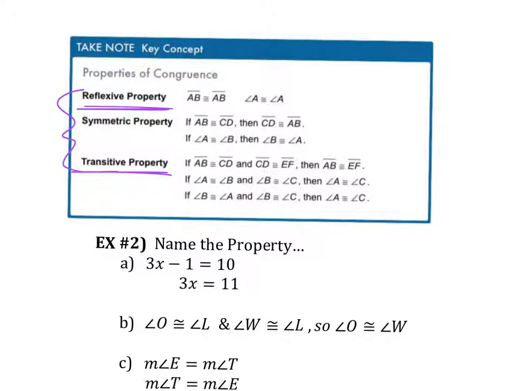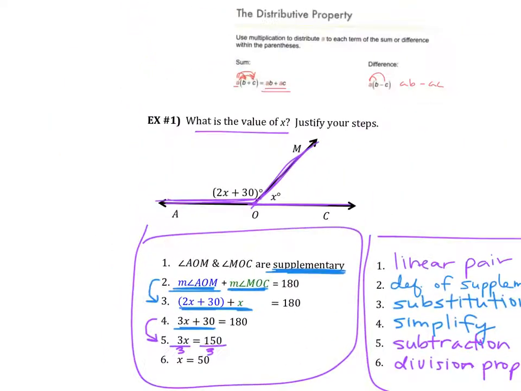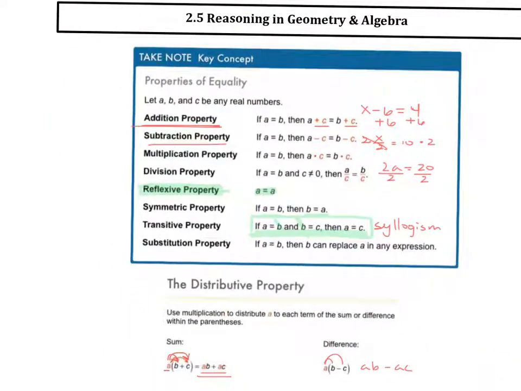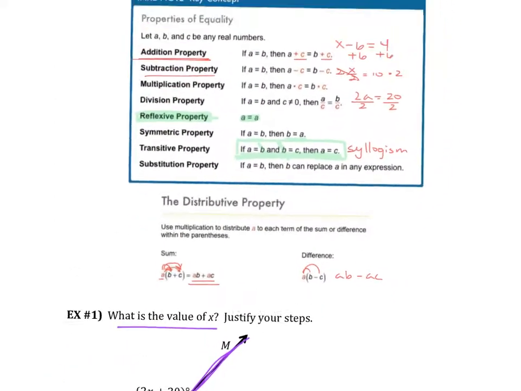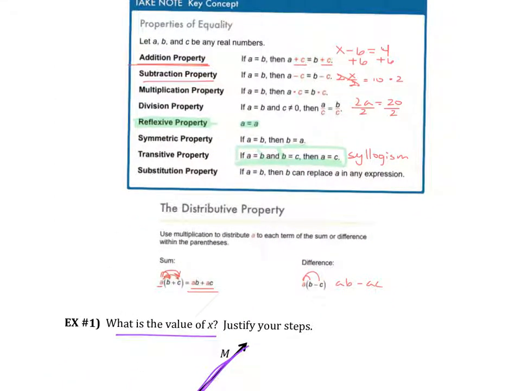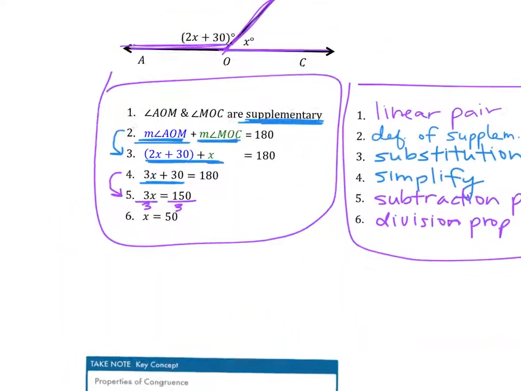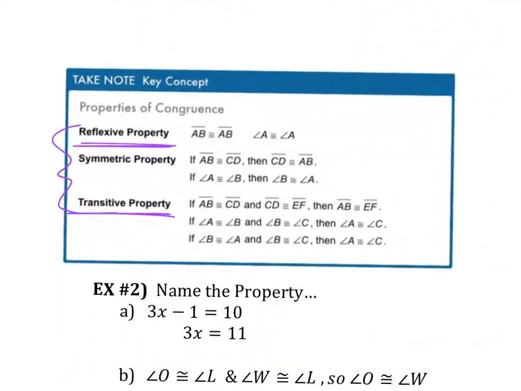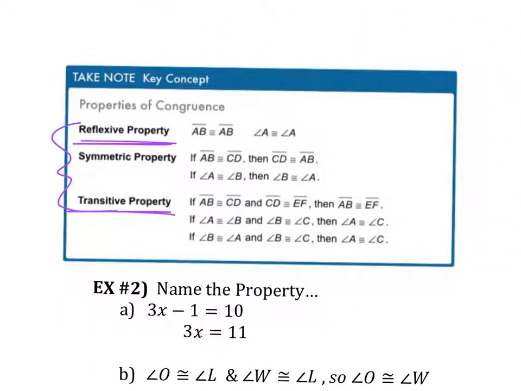So those properties are nothing new. It's just like the properties of algebra, like those first ones that we talked about. The idea behind them is the same. Those are just with equality, more algebra-ish. These ones are congruence, which is going to be more geometry.